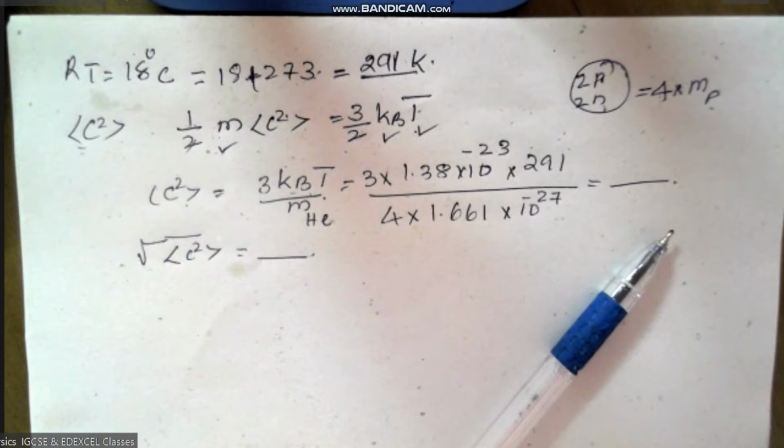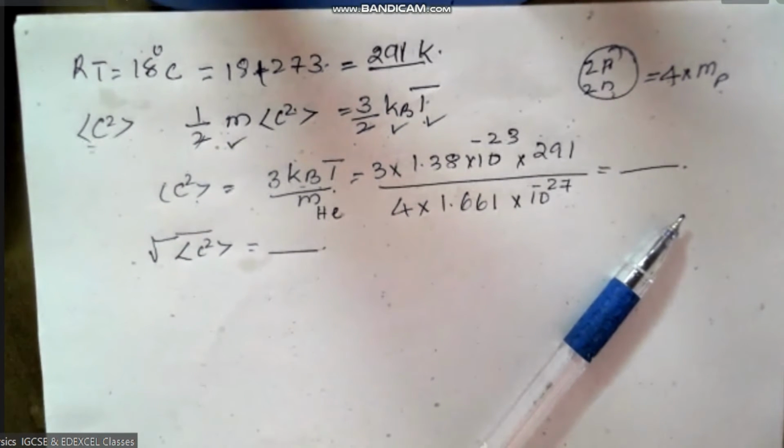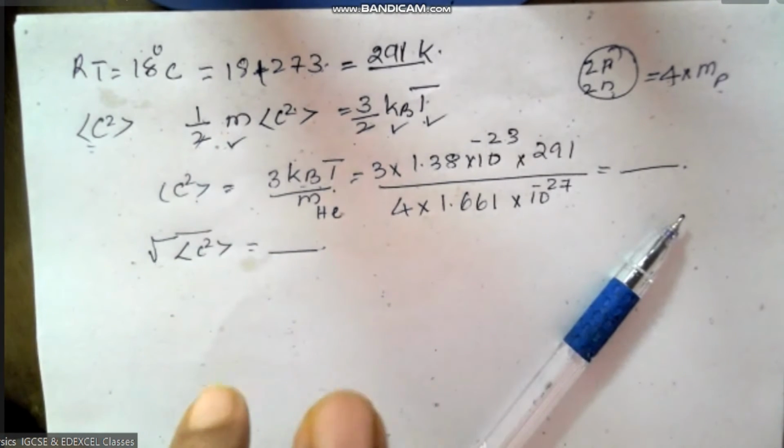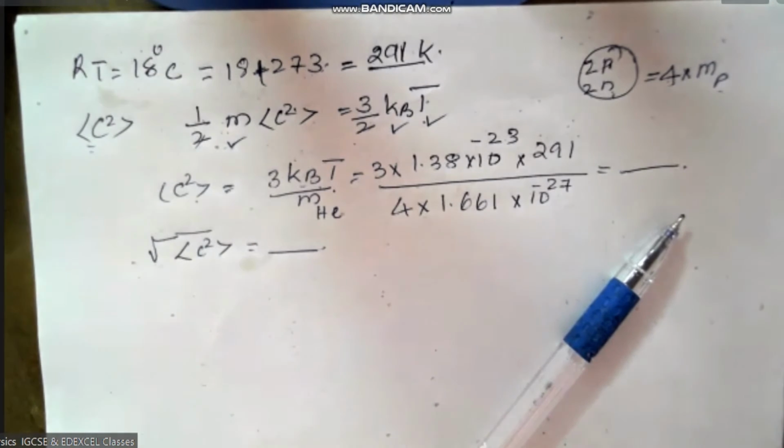You have to find the RMS speed. So the RMS speed is the square root of C square. This is what you want. Please learn to use this equation.